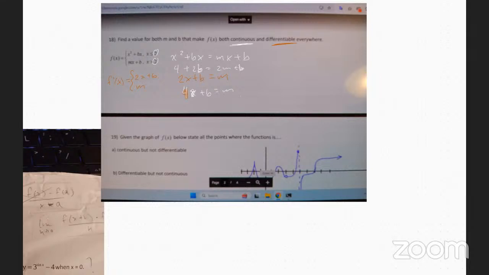So simplify this. Let's see. 4 plus b, I subtract to b equals 2m. That's one equation. Then 4 plus b equals m. How about that? That means m has to equal 0. So m equals 0, which doesn't really make a ton of sense. Well, I guess it could make sense. And that means b equals -4, if I did that right. Yeah, you did.